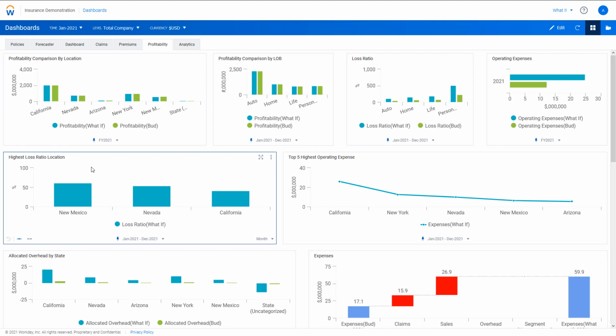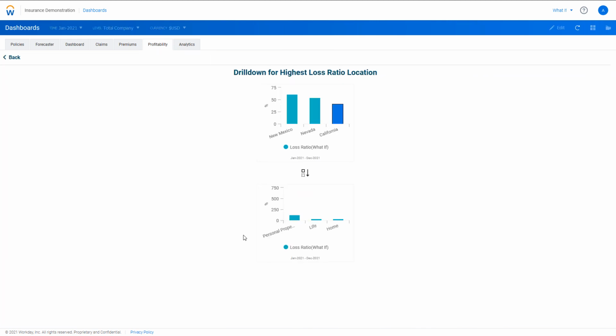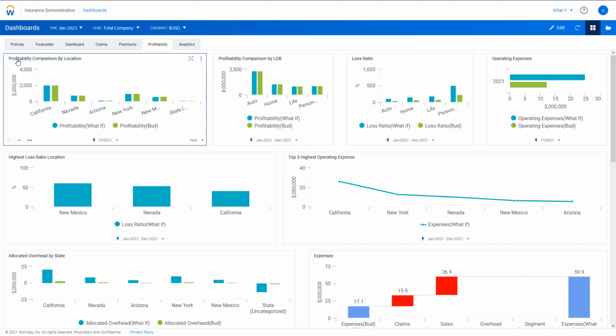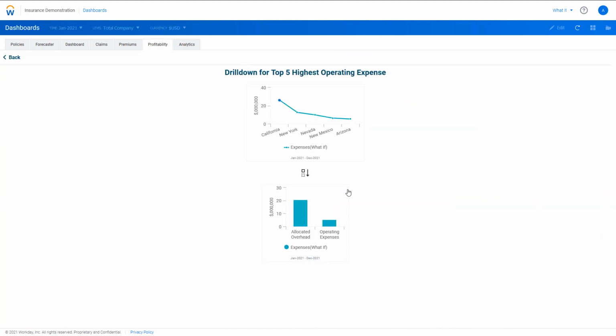So in this case, I'm looking at my loss ratio by location. If I drill into California, maybe I'd like to see it by my line of business. And we go in the line of business, I can see personal property is the biggest versus life versus home. I can drill by any dimension that I want. Highest operating expenses, again, I can drill into this maybe by account and see how we're getting this information.